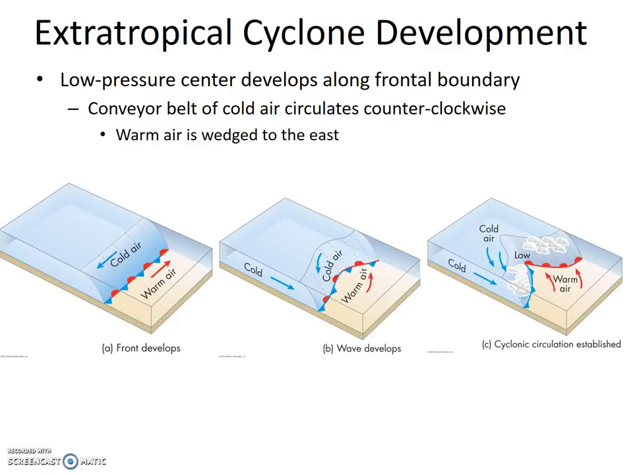The cold and warm front are very distinct now. A conveyor belt of dry air aloft feeds the cyclone from behind the cold front. Cyclonic circulation is established. All of this is seen in picture C.